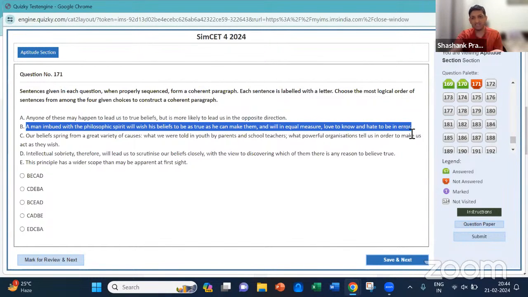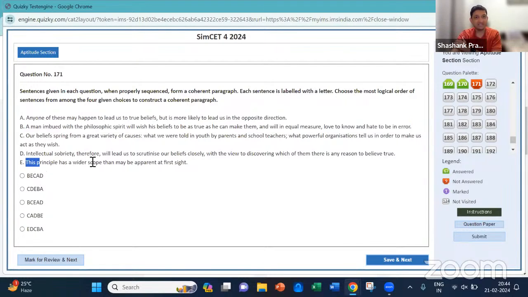ठीक है. So मतलब error करना भी है and error नहीं भी करना है. Kind of a thing. Philosophical spirit होना चाहिए life. ठीक है. BE. This principle has a wider scope than may be apparent at first sight. ठीक है. So BE is a decent one.